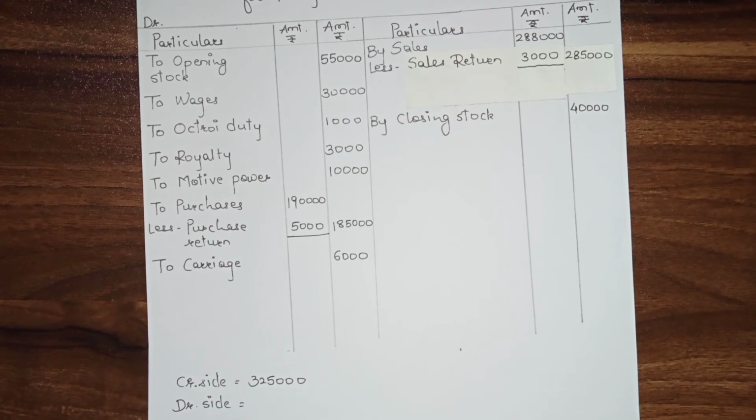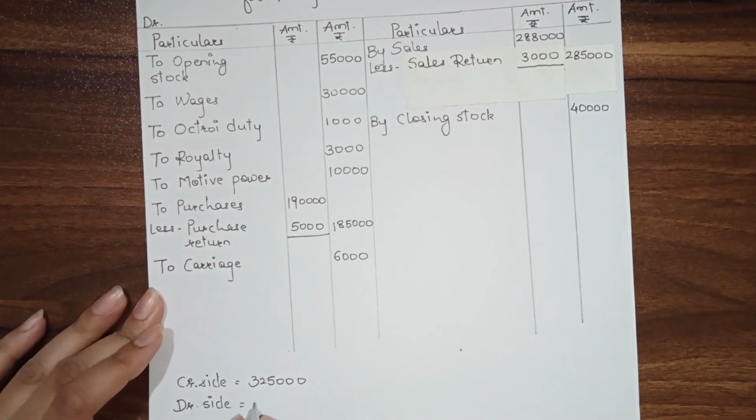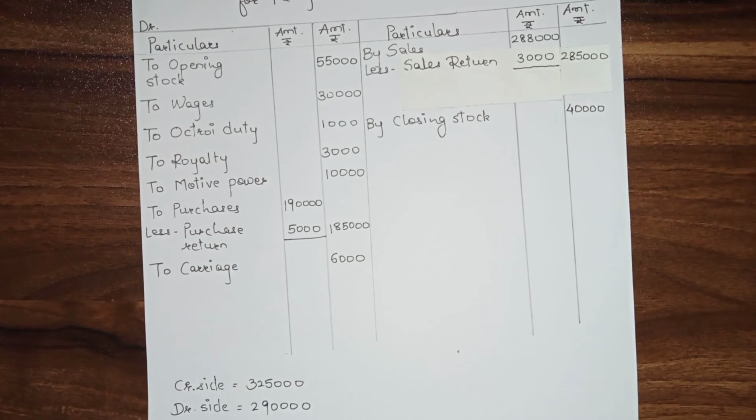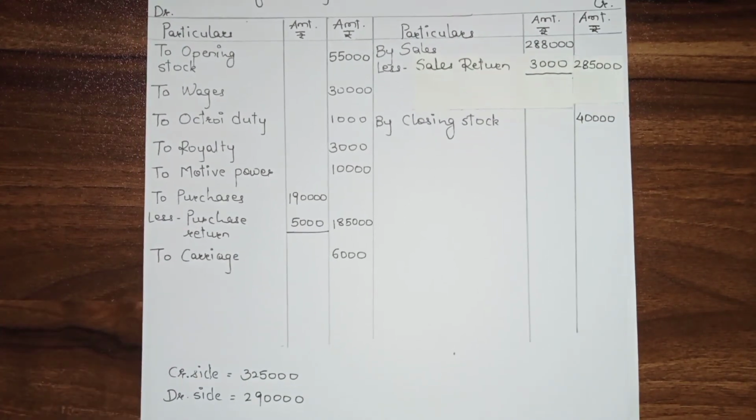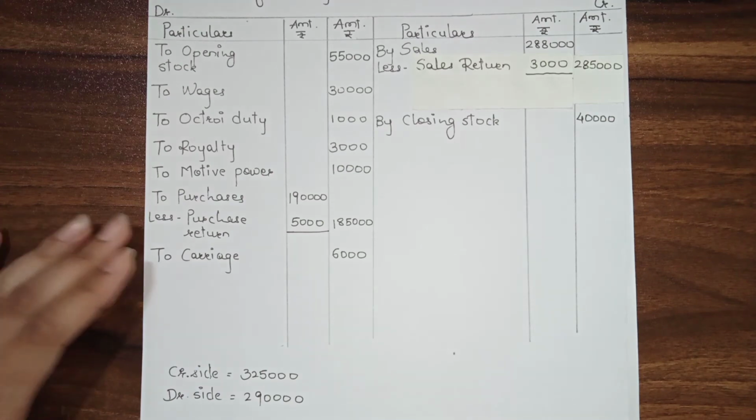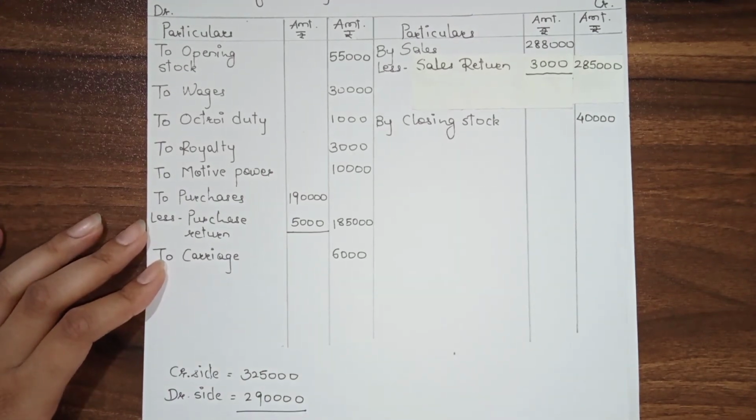Now do the total of the debit side: 55,000 plus 30,000 plus 10 plus 1,000, 3,000, 10,000, 1,85,000 and 6,000. So the total is 2,90,000. In rough we will write it down. Now which side is greater? As it is clear, the credit side is greater than the debit side, so we have to subtract 2,90,000 from 3,25,000. So here itself I will do it.